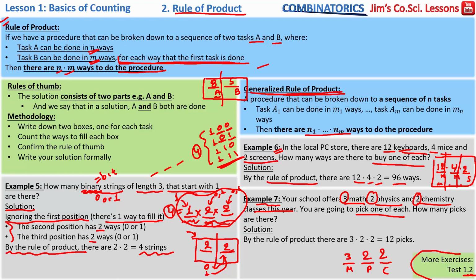Again, the theory was just that we can multiply 2 things, but we have to know very well that we can multiply only if the rules of thumb apply. So the exercises are there for you.